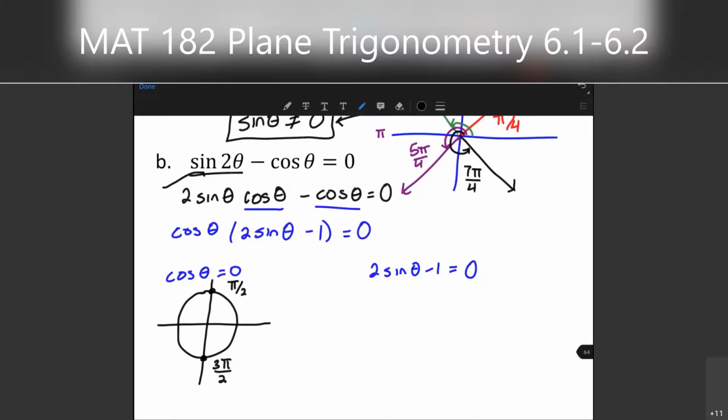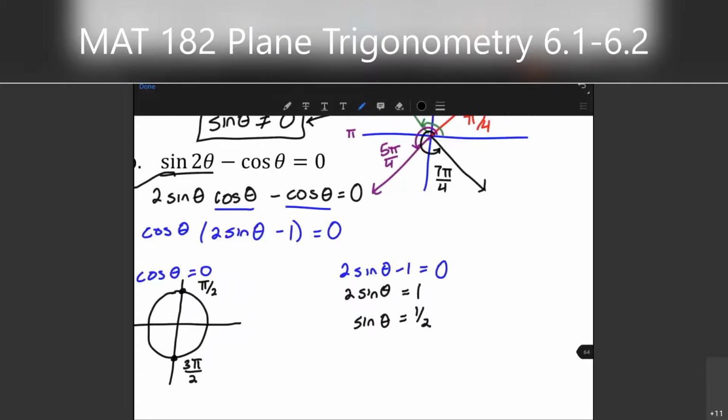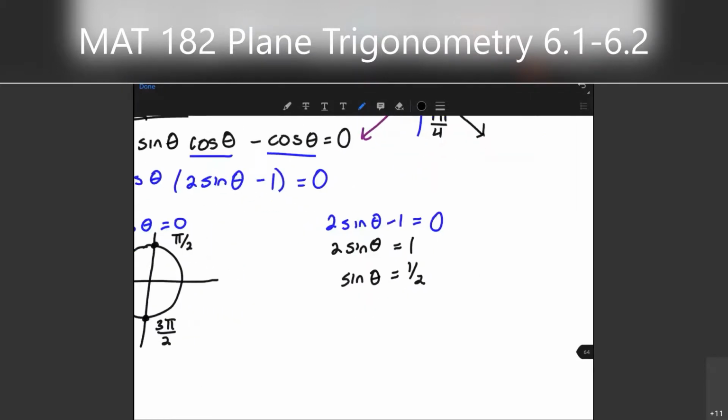Excellent. Now let's turn our attention to the other side: 2 sine theta minus 1 equals 0. If I rearrange this first for sine, we get sine of theta is equal to a half. This would be the first solution I could have where sine of theta is equal to 1/2.